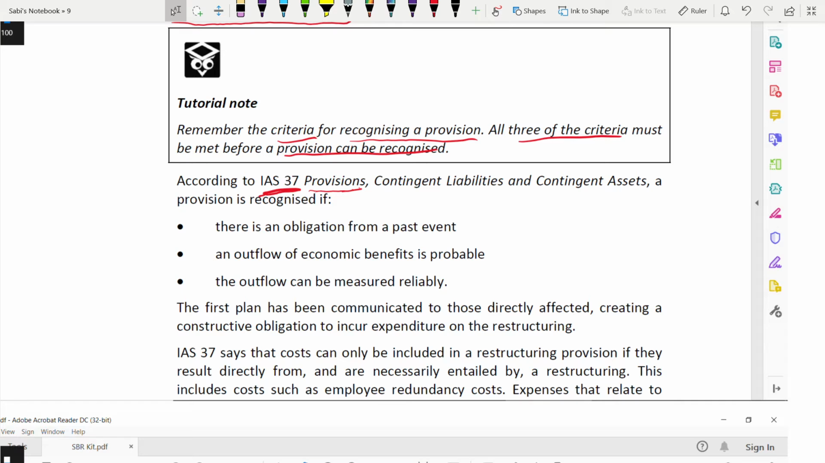So you have to identify that restructuring is a form of provision only. That's why we are using IAS 37. You might be thinking why IAS 37 is not named restructuring. No, nothing like that. There's no standard where the name restructuring is there. The name of the standard is Provisions, Contingent Liabilities and Contingent Assets. That standard is only used for restructuring.